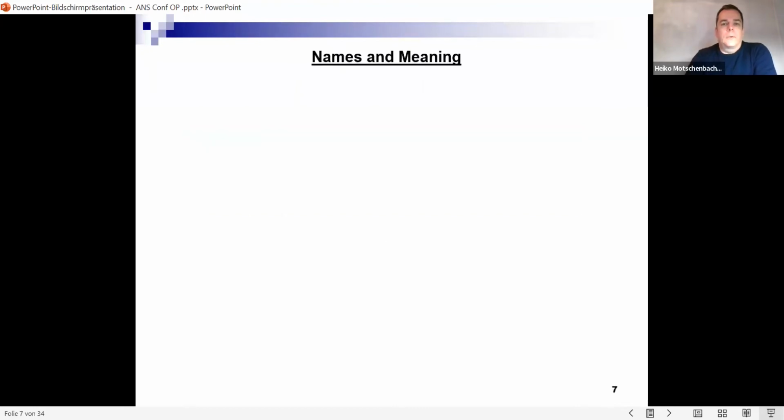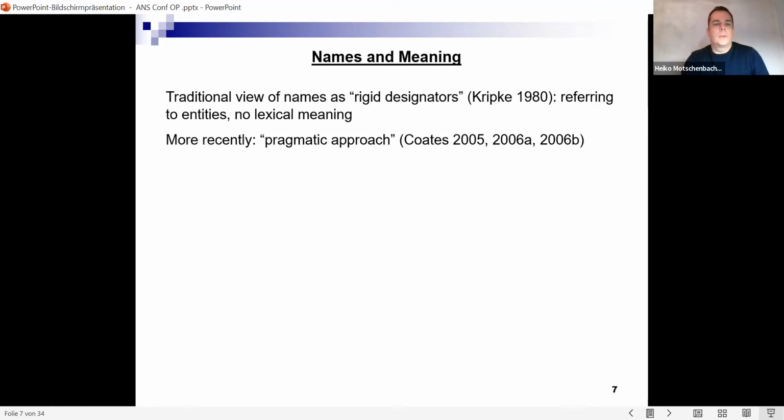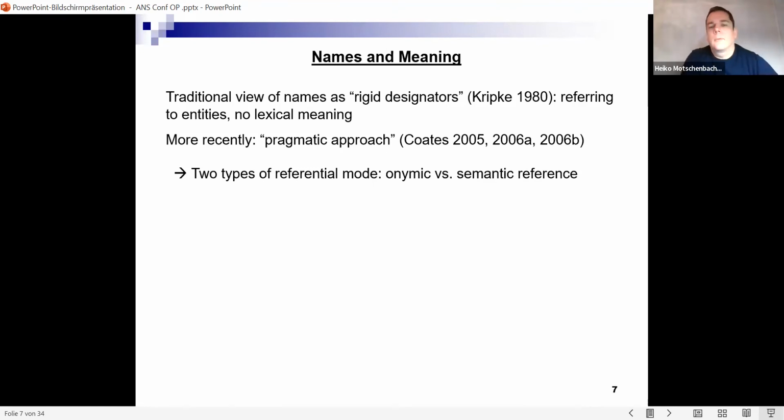So when we dive more specifically into the topic of names and meaning, all of you know that traditionally speaking, names have been described as rigid designators because they are said to refer directly to a certain entity, and they're said to have no lexical meaning. But there are also more recent approaches to this, and one of them is called the pragmatic approach, which proposes that there are two types of referential mode, the onymic mode and the semantic mode.